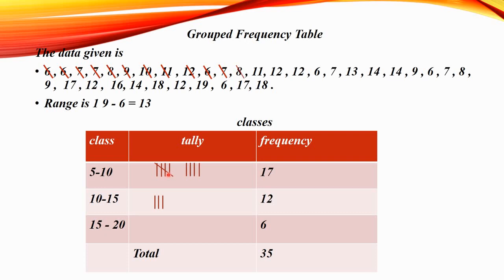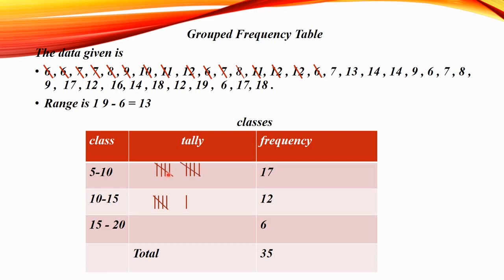8 again in the first class, that is 5 to 10. Now the next number, 11, will come in the second class. 12 will come in the second class as a vertical line. So one set of group of 5 is over in the second class. Next 12 will come in the second class, so it will start as a new set.